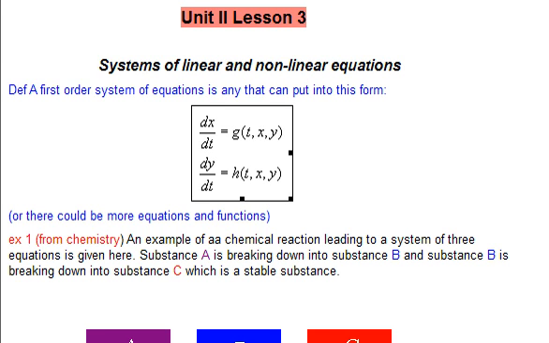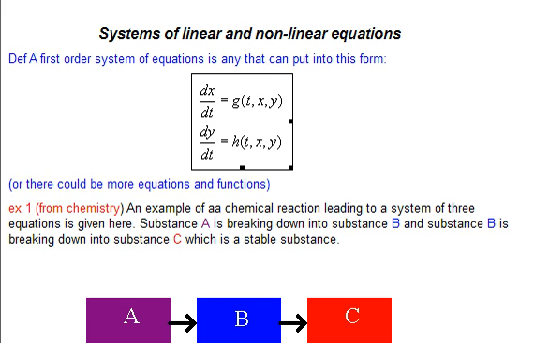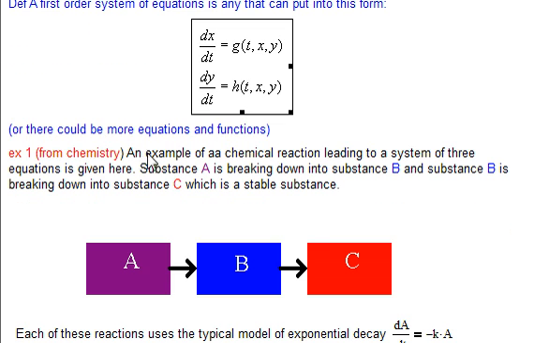So here's a typical example from chemistry. Here's what's going on. We have a chemical A that is breaking down into substance B. And substance B is breaking down into substance C. And substance C, see there's no arrow coming off that, so substance C is a stable substance.